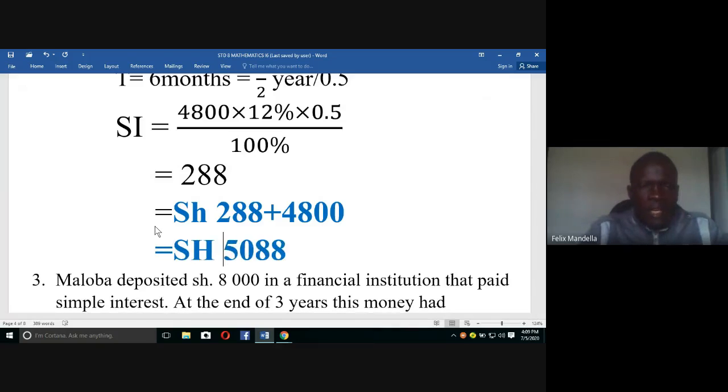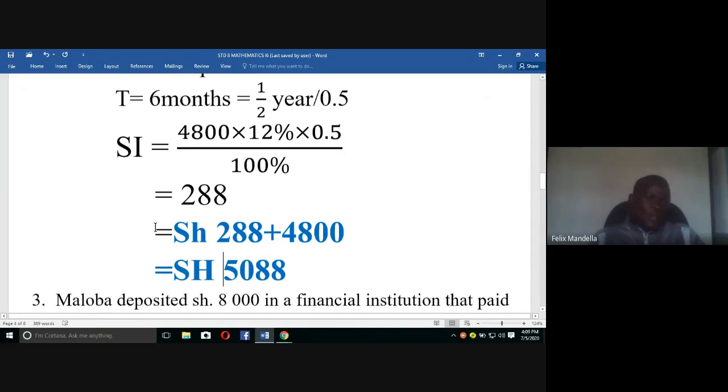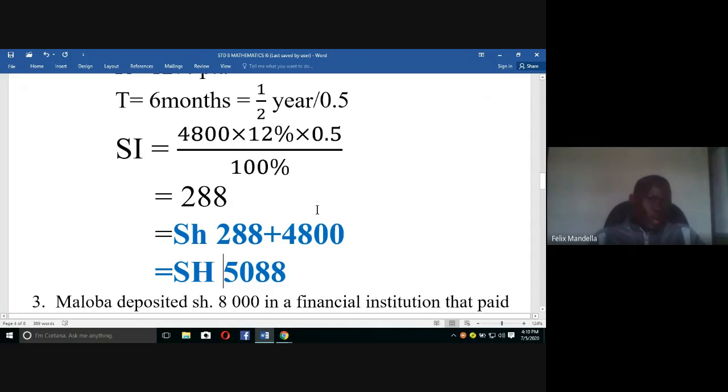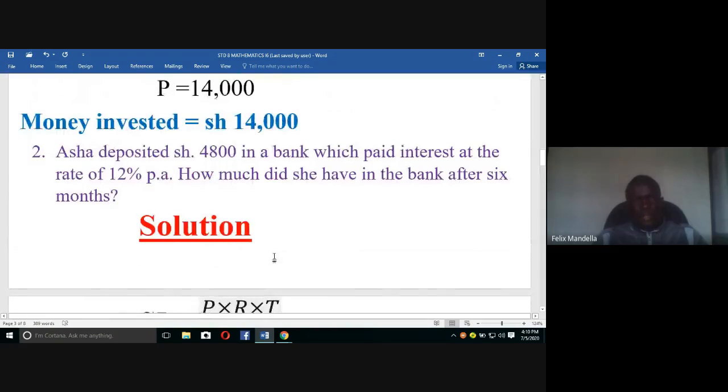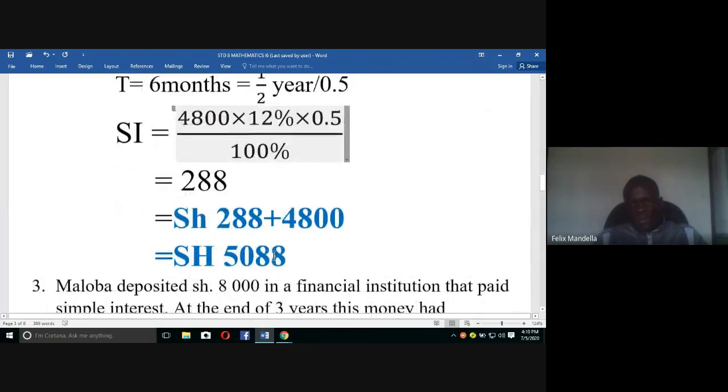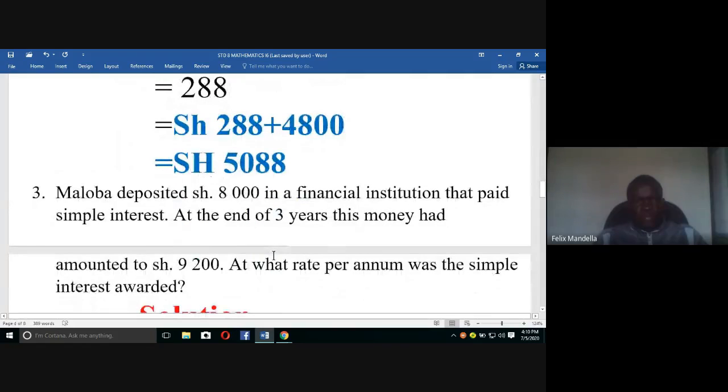She had accumulated 5,088 shillings. And why did we add? We are adding because the total amount in the bank is the interest, which is 288, plus the money taken to the bank or deposited in the bank, which is 4,800. Have you understood that? This is a question asking us total amount. Good. Let us proceed to the next question.